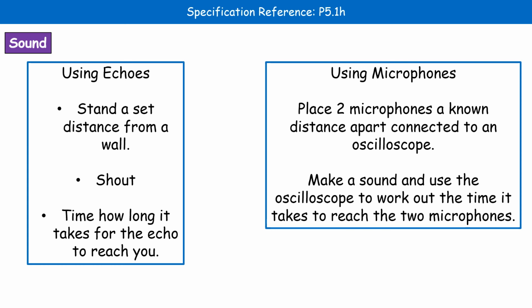There is another option. We can use technology and use a couple of microphones that are a known distance apart, which are connected onto an oscilloscope. You make a sound, and then using the oscilloscope you can work out how long it takes for that sound to reach the two different microphones. Again, distance divided by time gives us our speed.